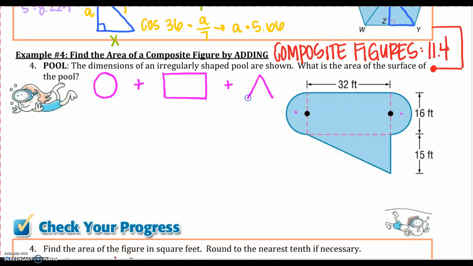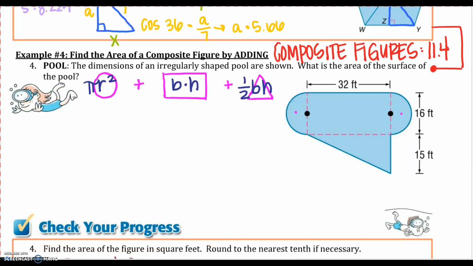If you break it apart like that, I know that the area formula for a circle is pi r squared. I know the area formula for a rectangle is base times height, and I know the area formula for a triangle is 1/2 base times height. So I can break it apart and then build it back up together by adding.